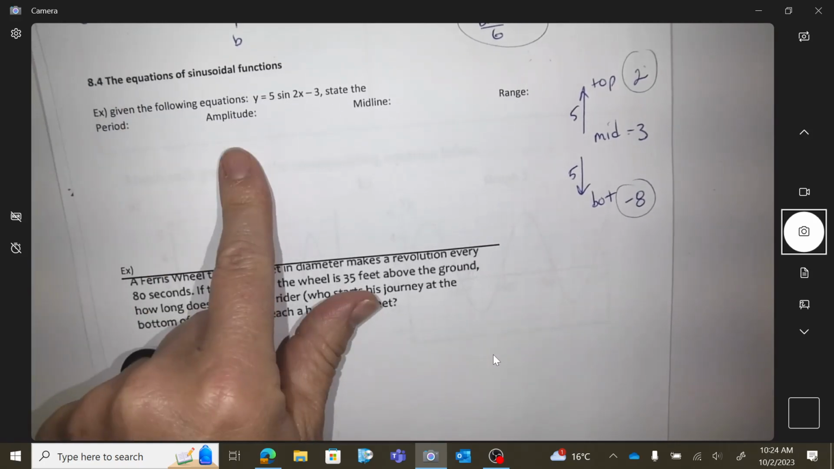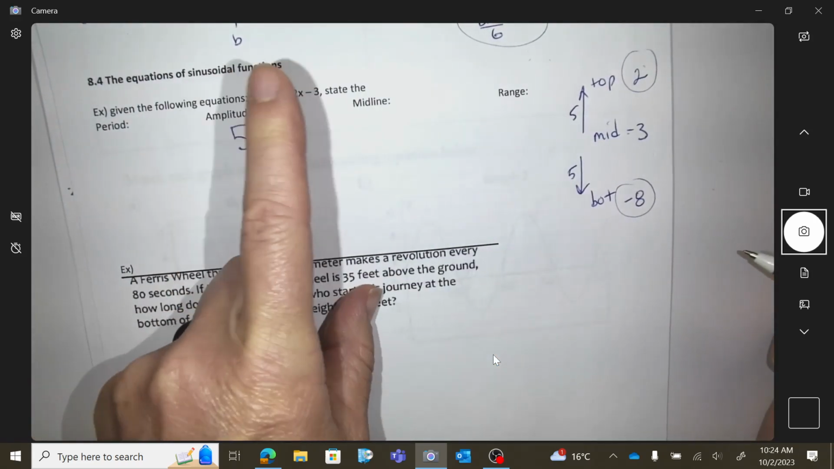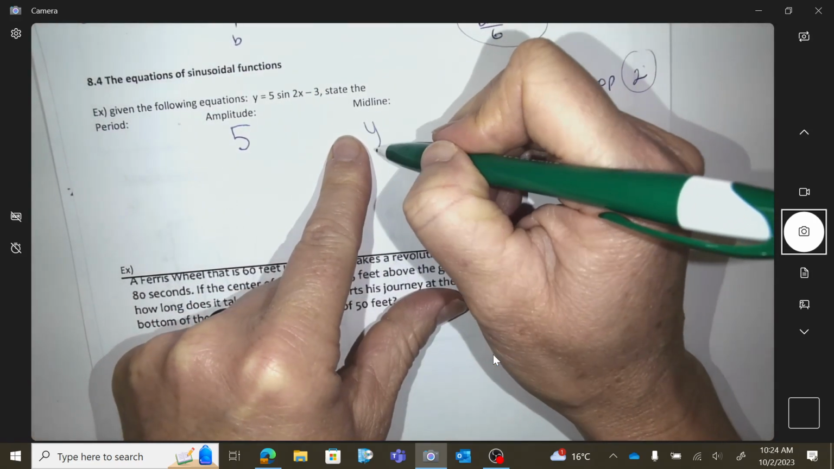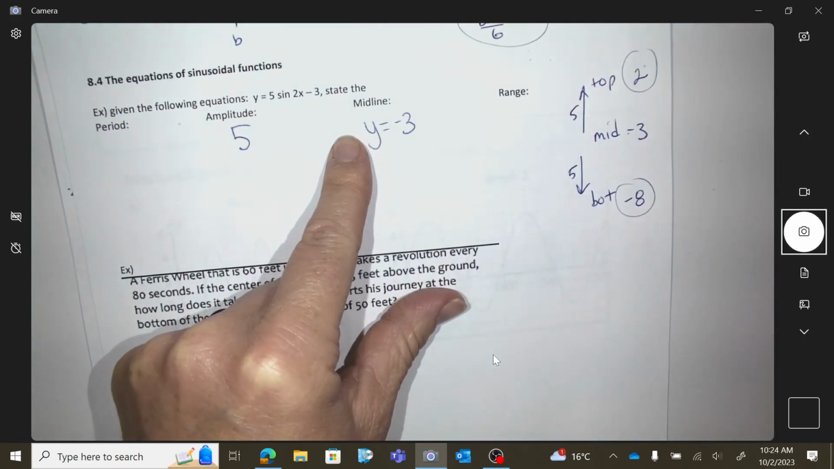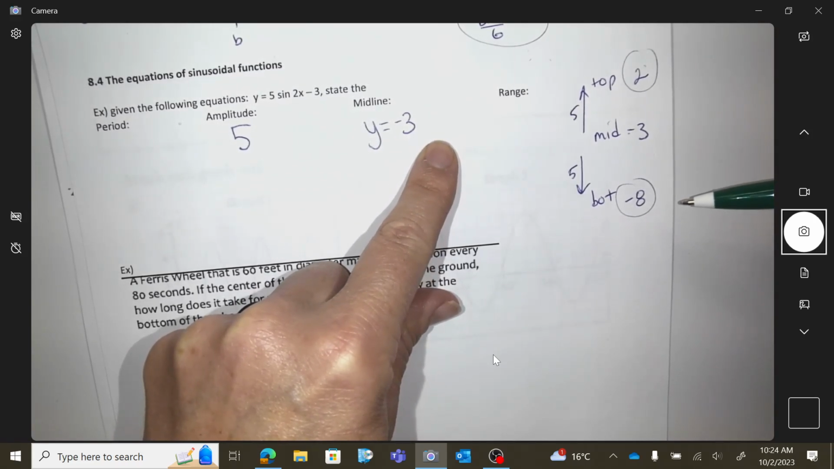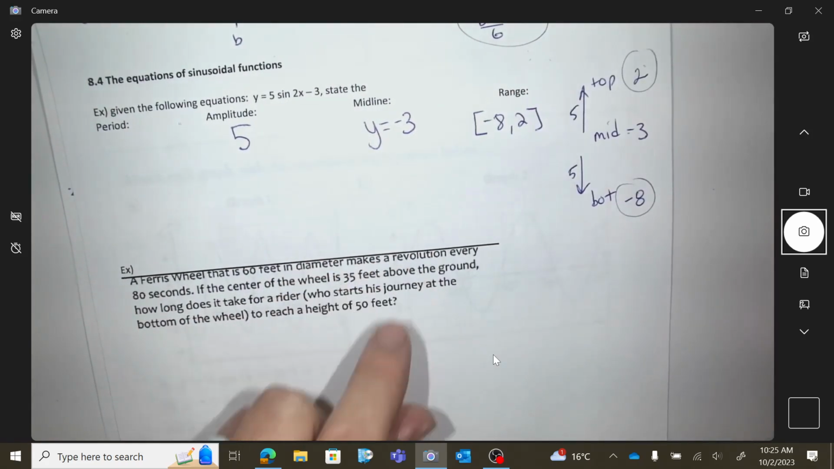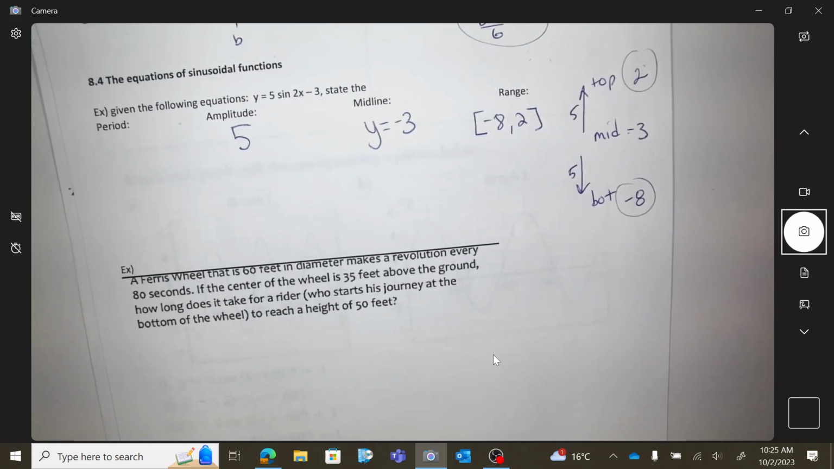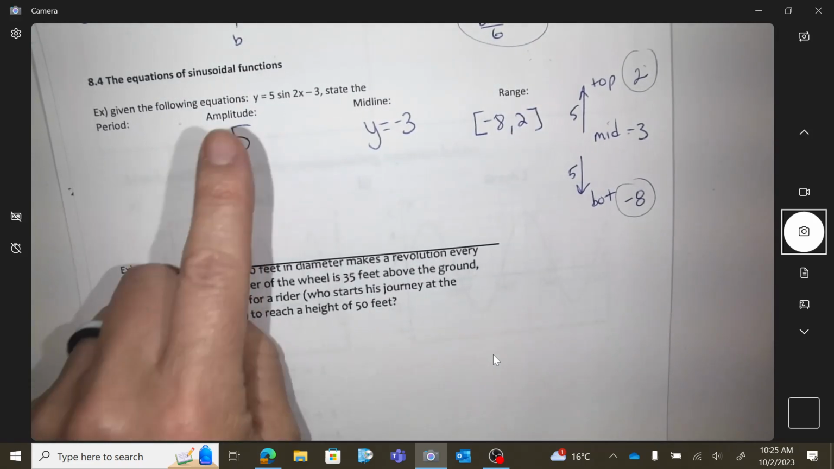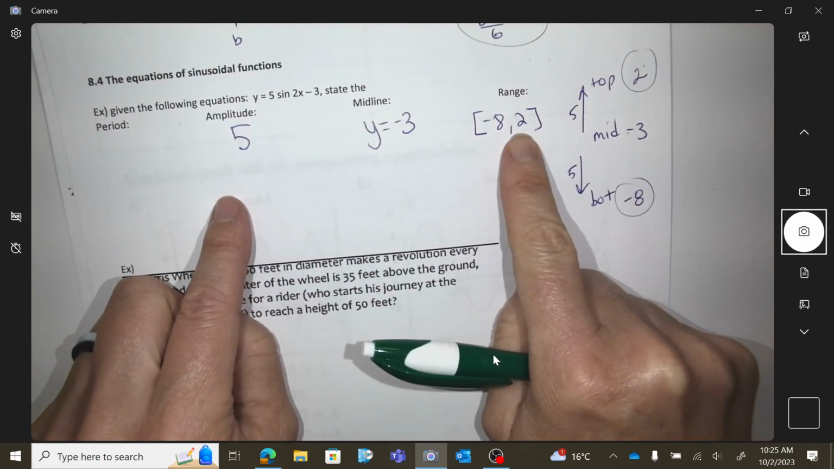Okay, amplitude is 5. Midline was y equals -3. We identified those right away. Now that we did this, we can see our range. FYI, if your amplitude is 5, these should be 10 apart. Would that make sense? Why they're 10 apart?